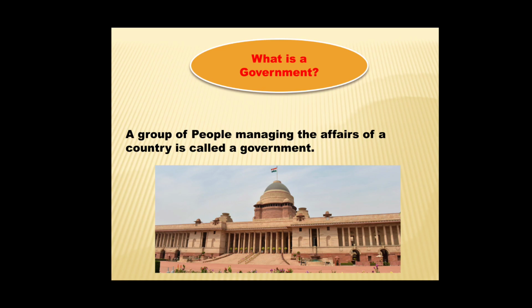Now, the very first thing that comes to our mind when we start with the chapter government is what the term government is, or what do we actually mean by the word government? What is a government? A group of people managing the affairs of a country is called a government. That means government is a group of people that works for the welfare of the country, that works for the development of the country, that works for the well-being of the country. Correct? So the definition of a government is a group of people managing the affairs of a country.